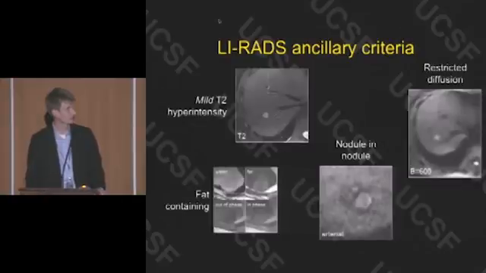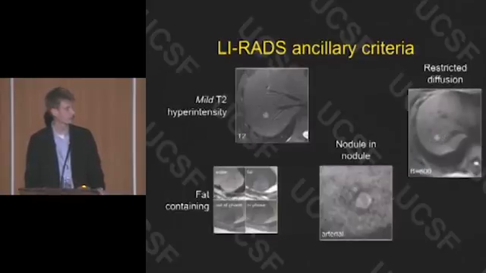Other ancillary criteria that are used in LI-RADS are things that are mildly T2 hyperintense, things that restrict on high b-value diffusion-weighted imaging, and nodule appearance. So here's a large dysplastic nodule with multiple focal hyperenhancing lesions in it. These are multiple foci of hepatocellular carcinoma within a dysplastic nodule, so nodule appearance.